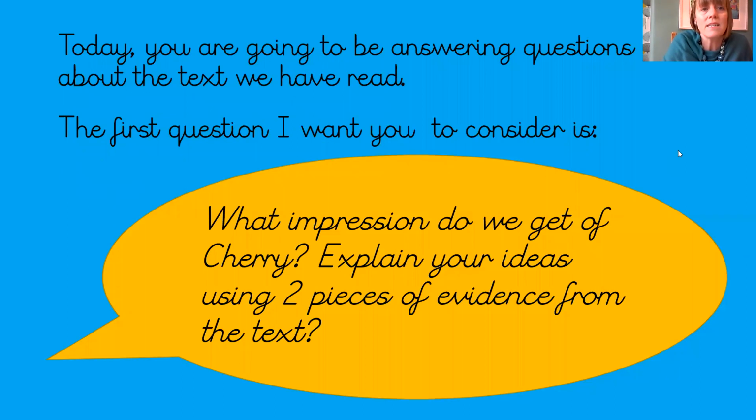Now, going on to our main task. Today we're going to be answering questions about the text that we've read. Now, the first question we're going to do together, and I want you to consider this. What impression do we get of Cherry? Explain your ideas using 2 pieces of evidence from the text. So that's asking us, what do we think Cherry is like? Now, we've already got lots of ideas from our brainstorm, but what we need to do now is put that into some coherent answer, so a clear answer.